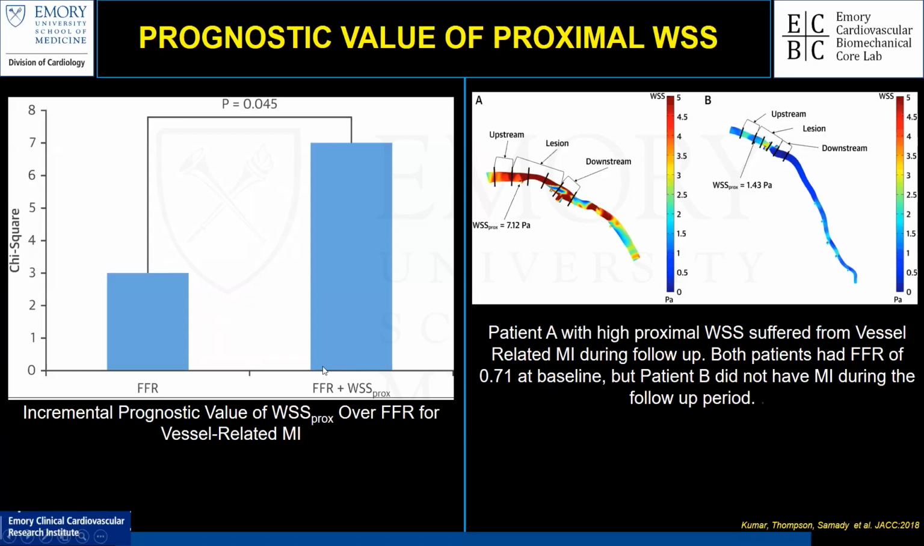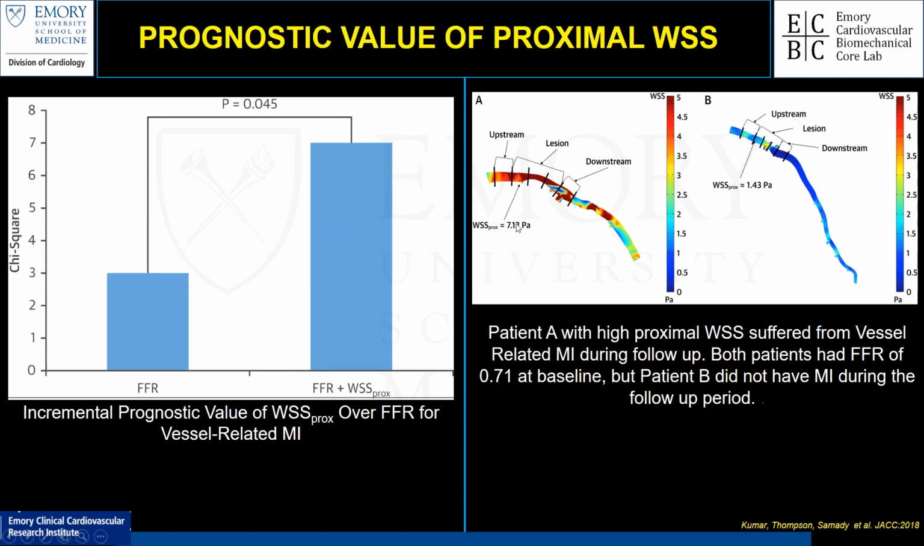So now remember that patients recruited in the FAME 2 trial were patients with stable CAD who were randomized based on an FFR strategy to PCI and a medical therapy group. Interestingly, FFR only showed a trend towards predicting vessel-related MI, but it was not significant. We also found that wall shear stress calculated in the proximal segments of the lesion had the greatest predictive value. Proximal wall shear stress demonstrated a significant incremental prognostic value over FFR to predict future vessel-related MI.